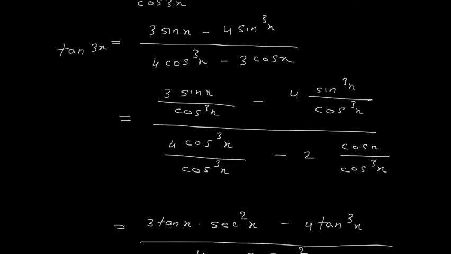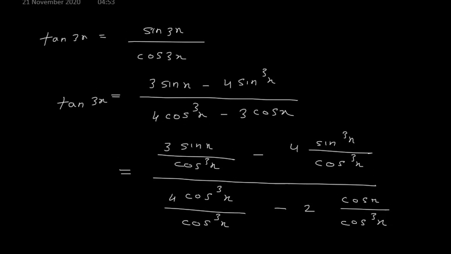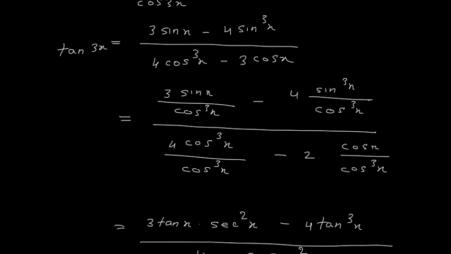cos 3x is 4 cos cube x minus 3 cos x, this is okay. sin 3x is 3 sin x minus 4 sin cube x. Okay, yes, I got it. This is 4 cos cube x minus 3 cos x, so I have written 2, but this should be 3. So I will replace this with 3.